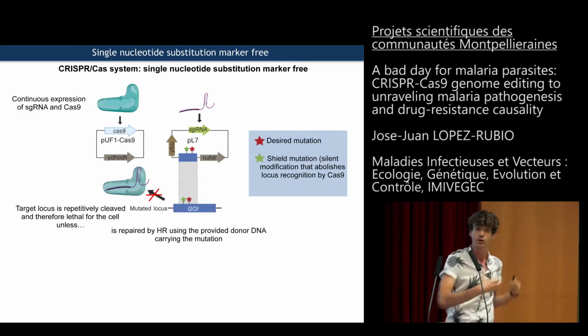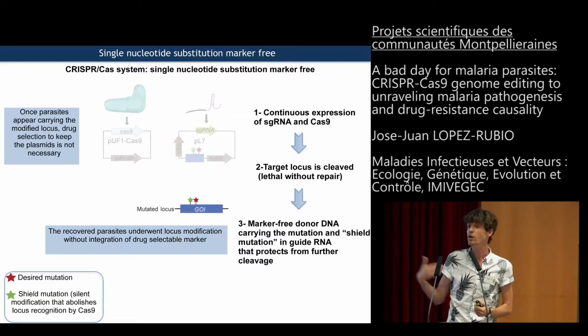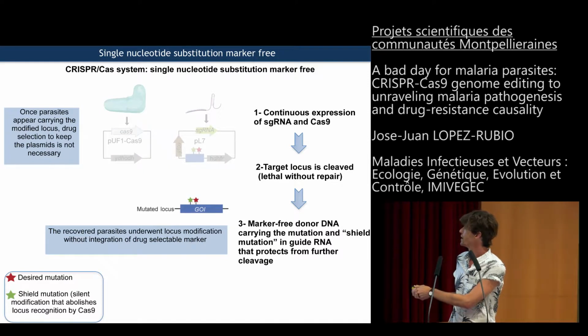And now that we have the locus edited, we can remove the drug that maintains the plasmid, and then the cell will lose the plasmid, and now we have a strain that doesn't carry any drug selector marker and only has the changes that we wanted in the genome.